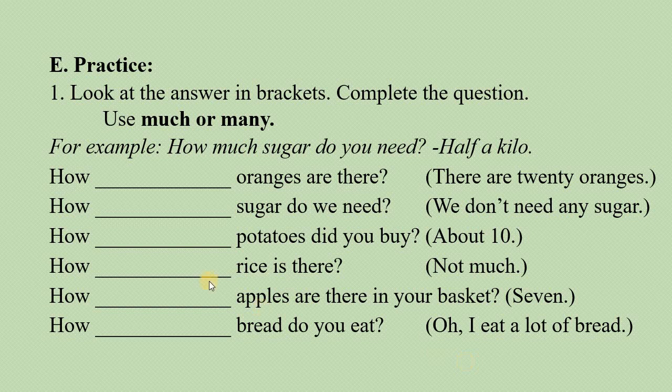Moving on, guys, to practice. Number 1, look at the answer in brackets. Complete the question. Use much or many. For example, how much sugar do you need? Half a kilo. So here, guys, you have the answers inside the parentheses. How many oranges are there? There are 20 oranges. How much sugar do we need? We don't need any sugar.